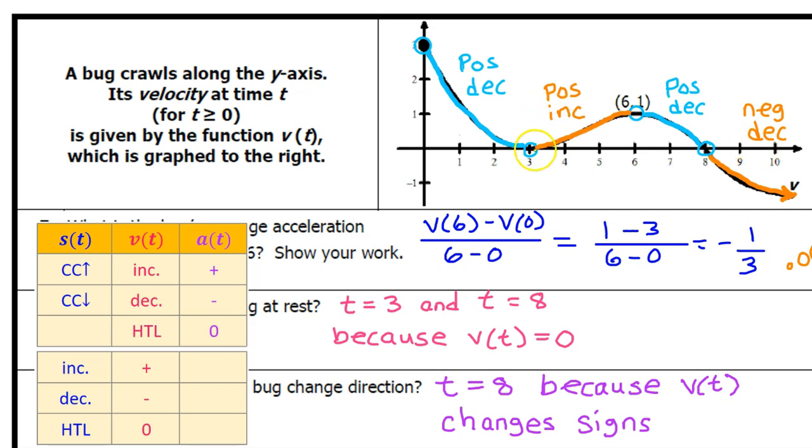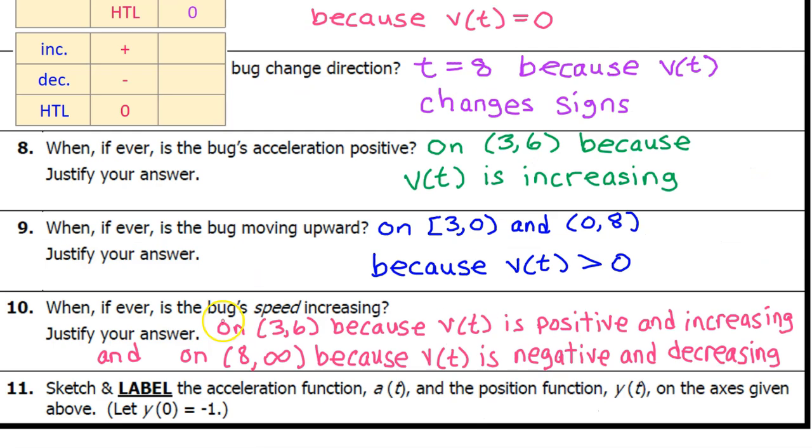Bottom line, the speed is increasing on these two orange intervals, from 3 to 6 and from 8 to infinity. We say on the interval from 3 to 6 because velocity is positive and increasing, and on the interval from 8 to infinity because velocity is negative and decreasing.